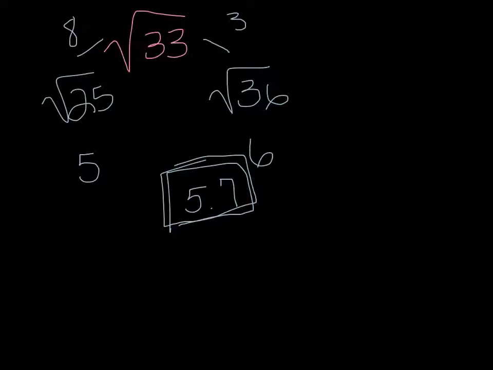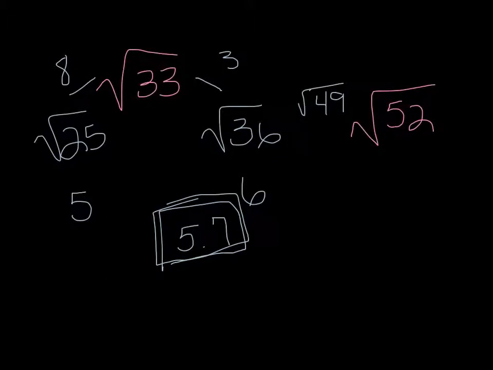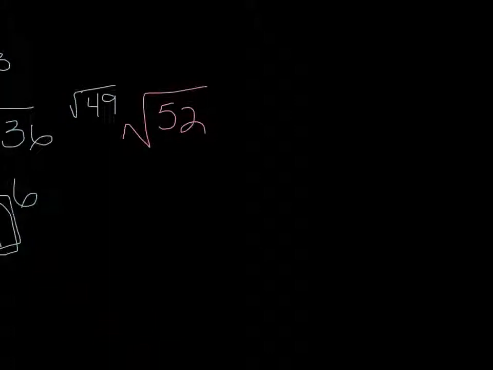So let's try that with a different number, say the square root of 52. And if you're doing this by yourself, it'd be a really good idea for you to be writing this one step ahead of me so that you can check your understanding. So we know that the closest square roots to 52 are going to be the square root of 49 and the square root of 64.